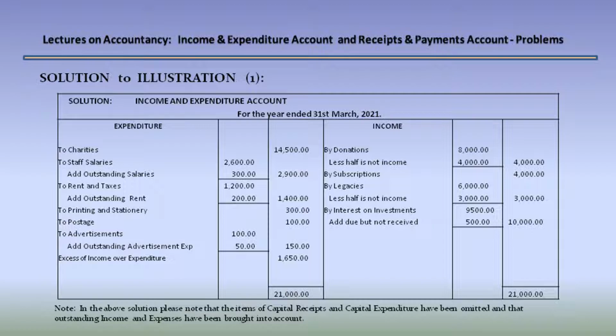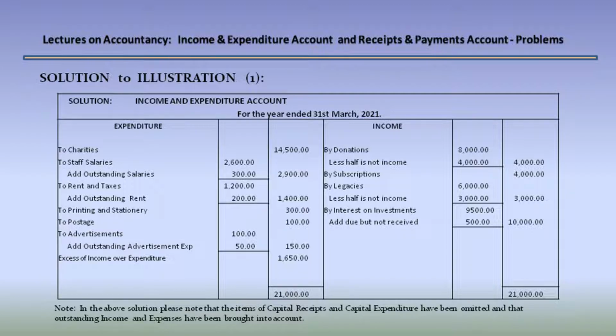Now the income items: by donations 8,000 from the receipts and payments account, less half of this amount is not income, so we have to deduct 4,000, and 4,000 in the outer column. By subscriptions 4,000 rupees. By legacies 6,000 rupees. Half of this is not income as per the adjustments, so we will deduct 3,000, and the balance 3,000 we will put in the outer column.